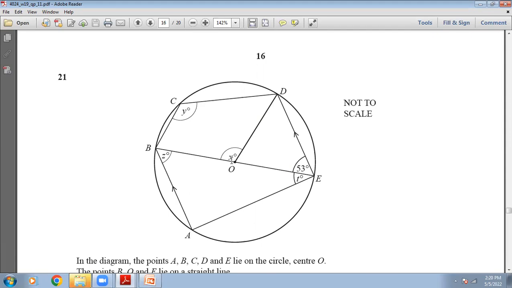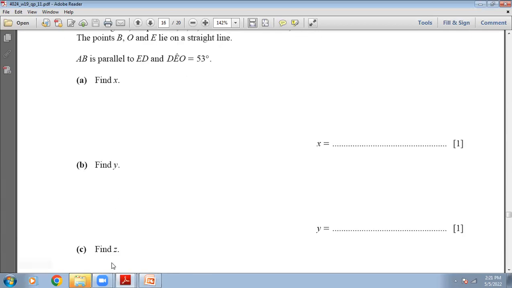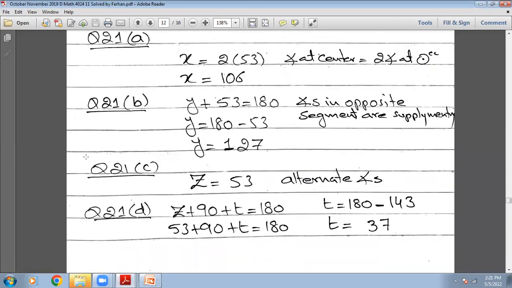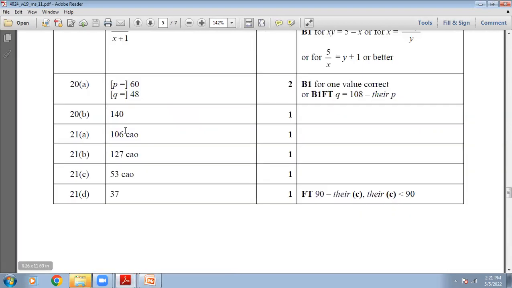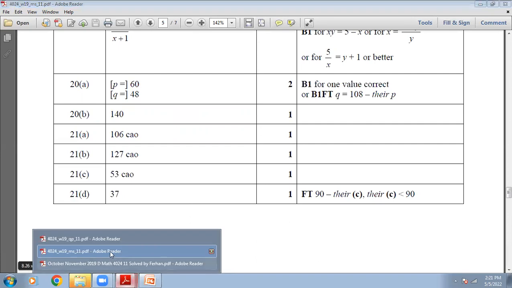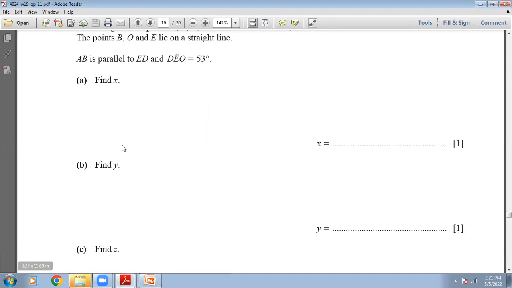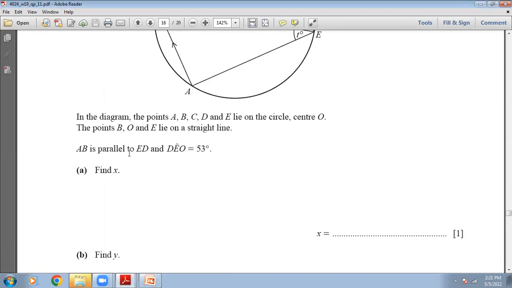And you remember the property: the angle at the center is 2 times the angle at the circumference. So x will be equal to 2 times 53. Let me show you. Angle at the center is 2 times angle at the circumference. So x will be equal to 106. So our answer is right. Okay. For the next question, he says, find the value of y.